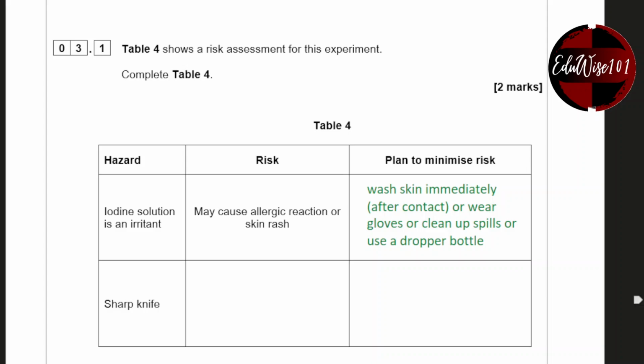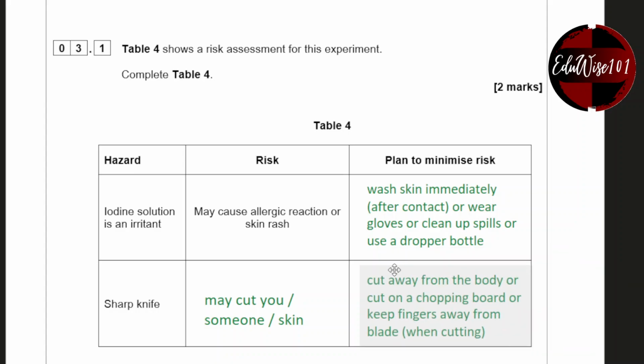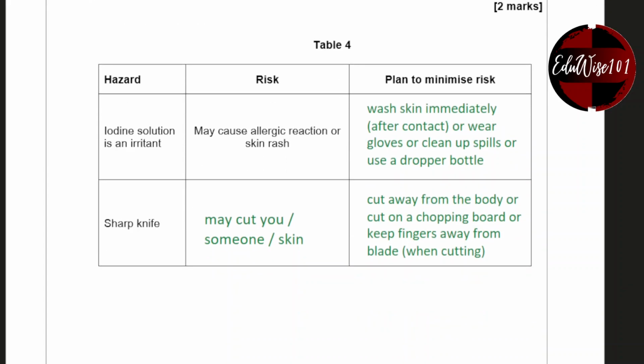Sharp knife, what is the risk with a sharp knife? Well, you may cut yourself, so may cut you or someone else, or it may pierce the skin. What is the plan to minimize the risk? Make sure you handle it carefully. You could say cut away from the body, or cut on a chopping board, or keep fingers away from the blade when cutting.